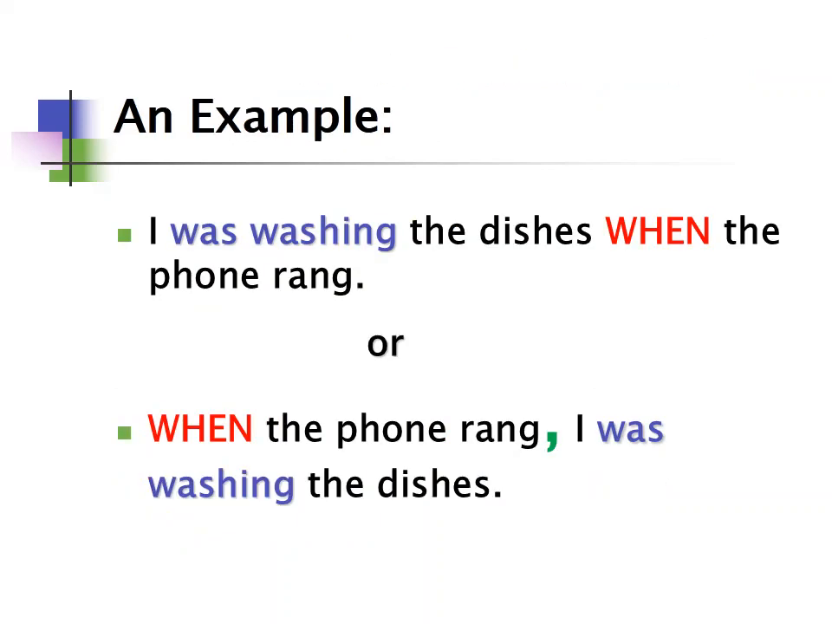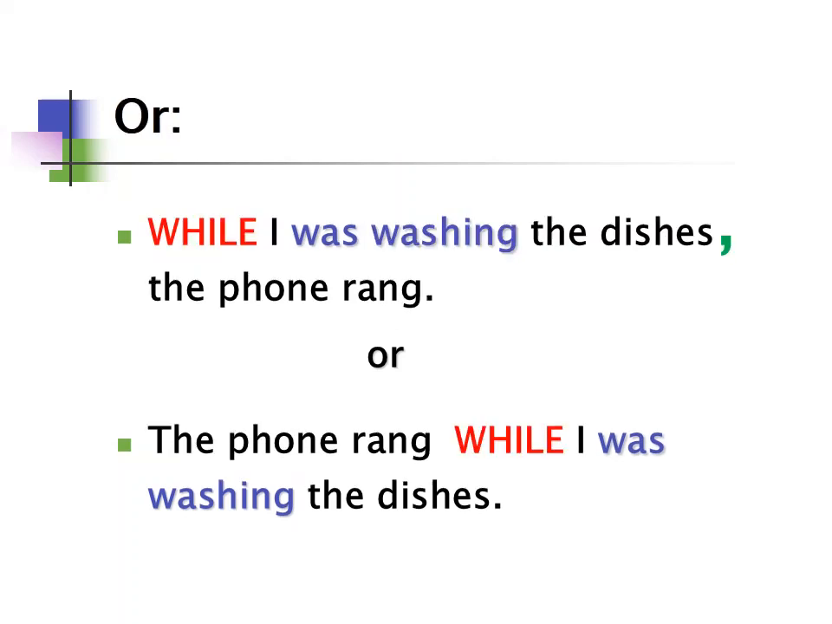An example, I was washing the dishes when the phone rang. Or when the phone rang, I was washing the dishes. You've noticed, no doubt, that they are movable pieces. Or I could say while I was washing the dishes, comma, the phone rang. It's the same information. I have a choice between using the when time clause or the while time clause, but it matters where I put while or when.